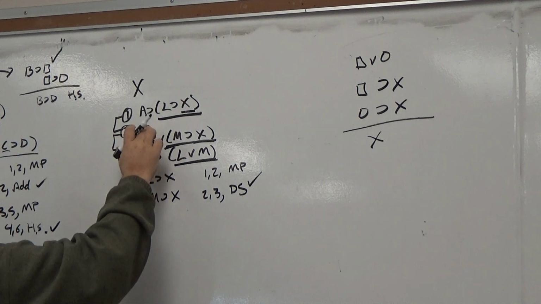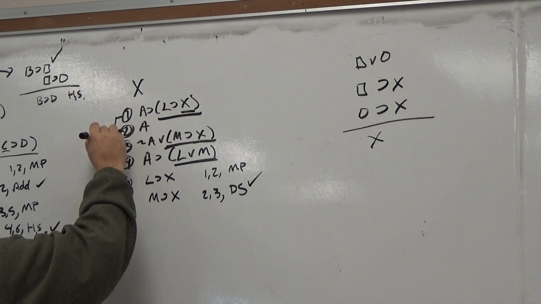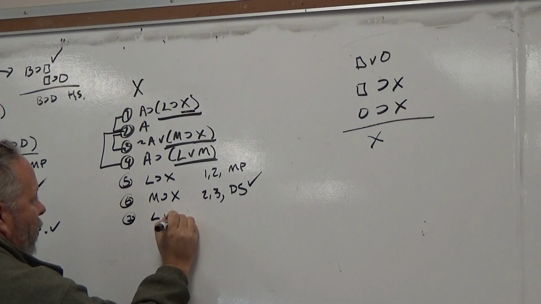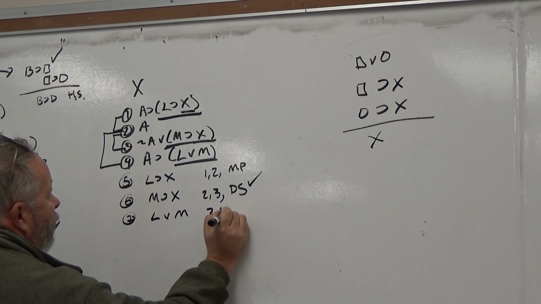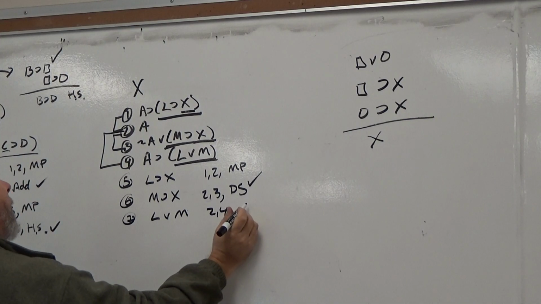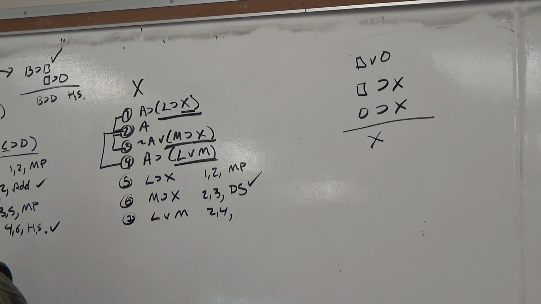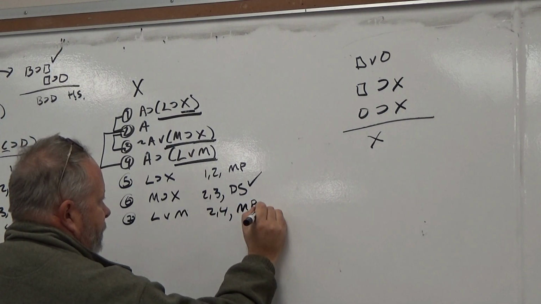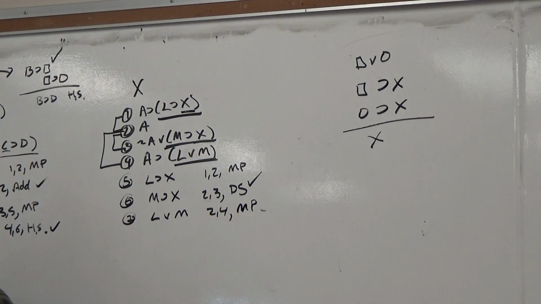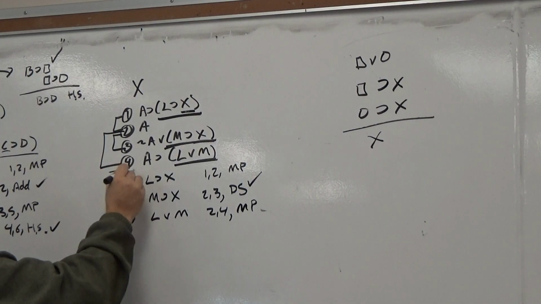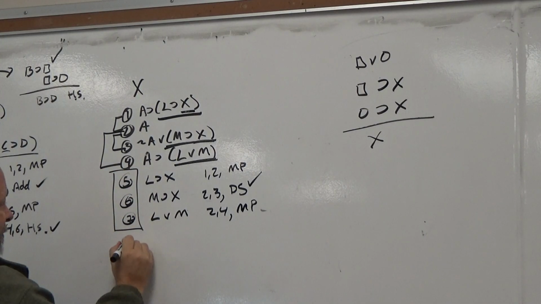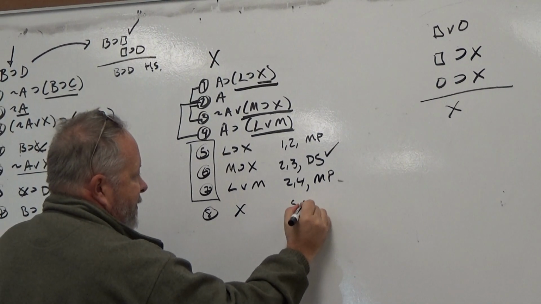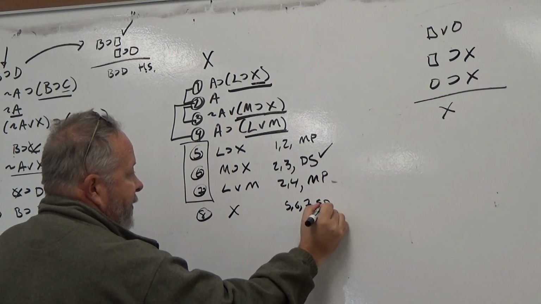There's an A right there, so 2 and 4 are going to get me L or M. Most opponents. Okay, so now look at 5, 6, 7. That gets me X. 5, 6, 7, simple dilemma.